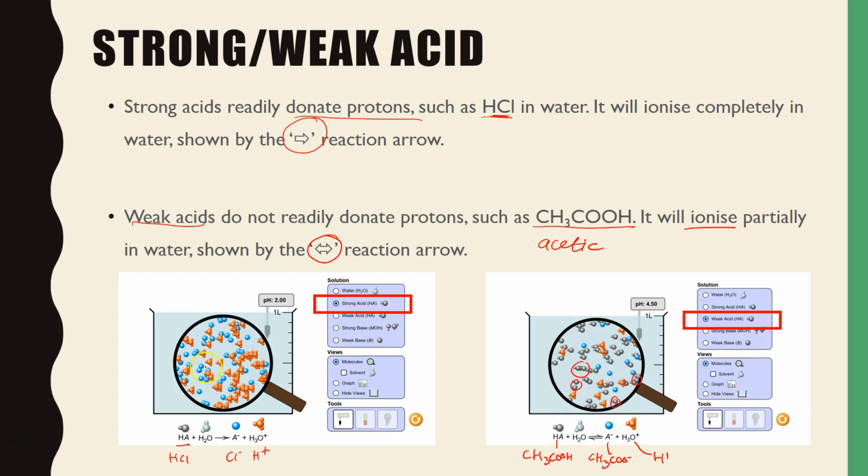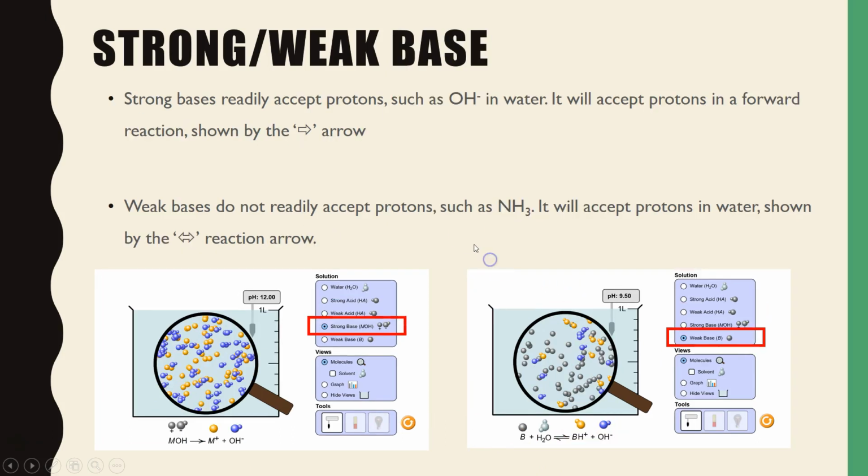In both of these, water is not shown because the concentration is so large that it's difficult to see the actual other species. So water is the most numerous, has the greatest concentration in both these solutions. However, we've omitted it just for purely seeing the differences between the hydrogen protons, the conjugate base, and the strong acid, and the weak acid, conjugate base, and the hydrogen protons.